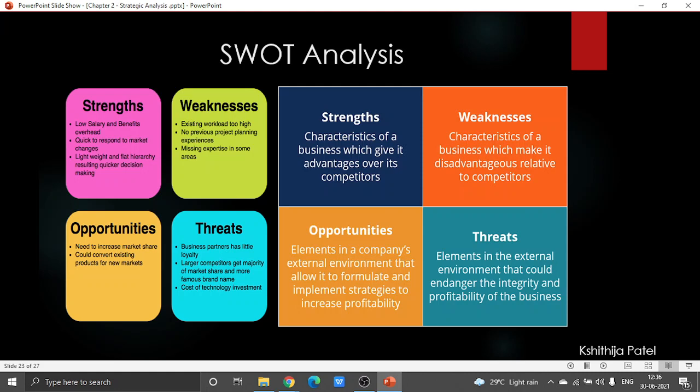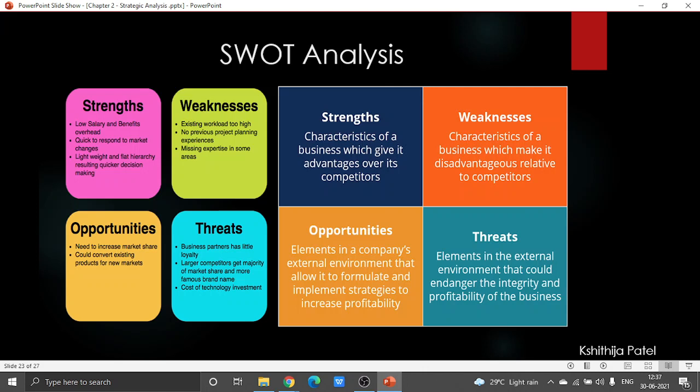Now, internal threats could include a skill shortage of the employees in the business organization, or a staff shortage in the business organization, or, as mentioned in your slide, that the business partners might have less loyalty. There might be larger competitors who get the majority of market share and more. They might be a very famous brand, and the cost of technology investment might be higher for the business organization. Now, all these act as threats for the business organization.